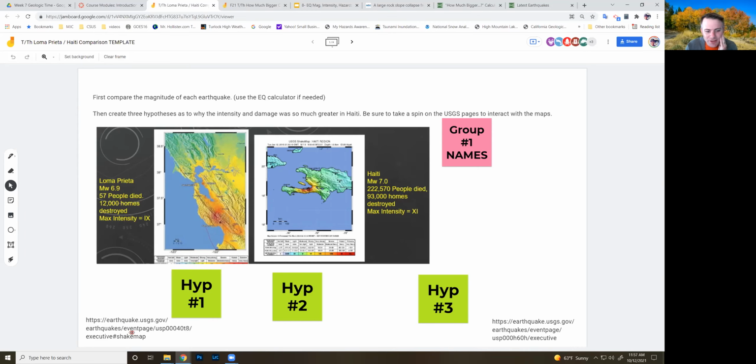If you want links, you can click on these links and see all the damage pages, but you don't need to for that. I'm going to put you in your breakout groups for about 5 or 6 more minutes, and I just want you to try to come up with 3 ideas, 3 hypotheses of why one was so much worse than the other.